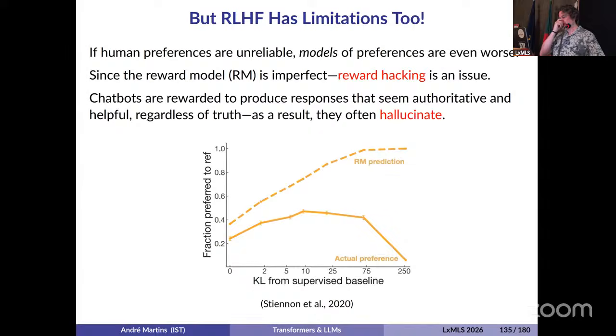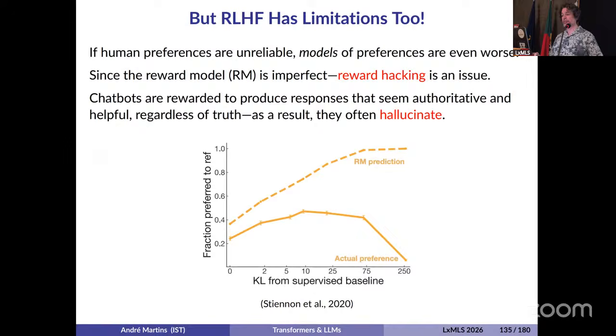But RLHF also has limitations, right? I already touched on one of them. If you don't regularize PPO to not deviate too much from the pre-trained model, it's going to start chasing the reward too much. So reward hacking is a big issue.